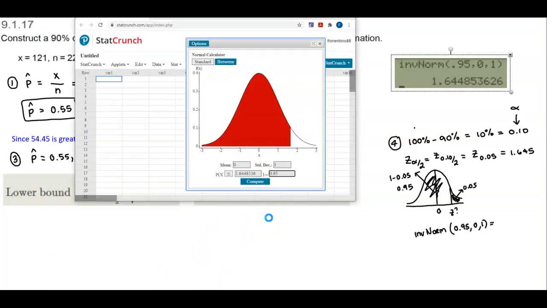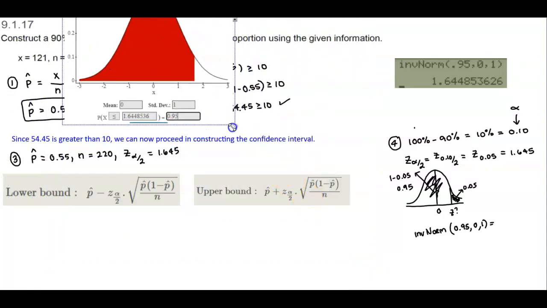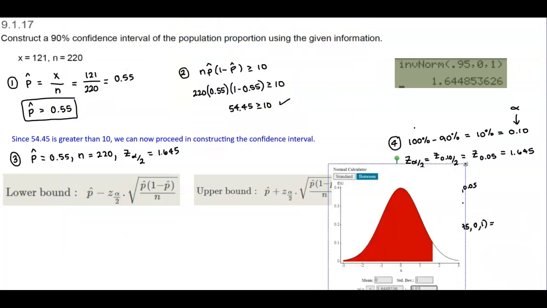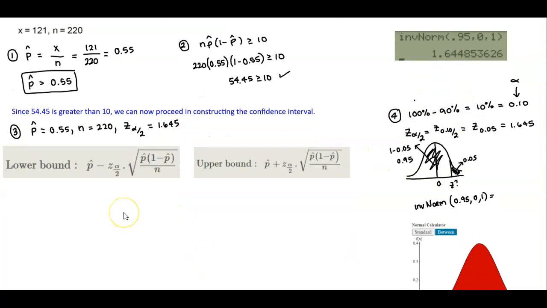Okay, so while that's loading up, now we know that we can either use StatCrunch or the calculator, or we can use the table of values to be able to determine the critical value. Now let's go ahead and find the lower bound and the upper bound.